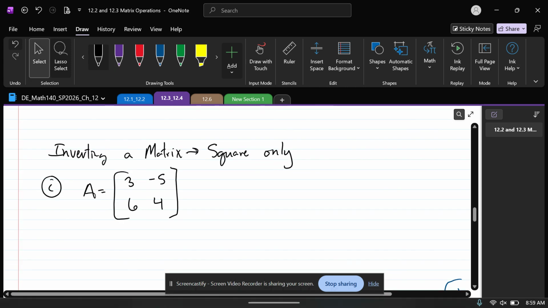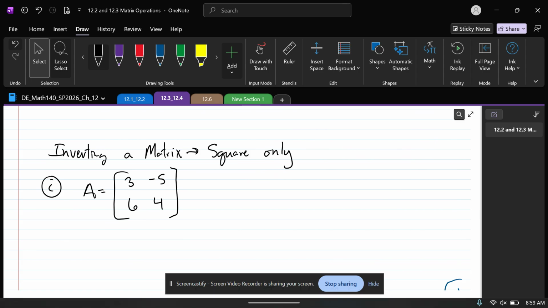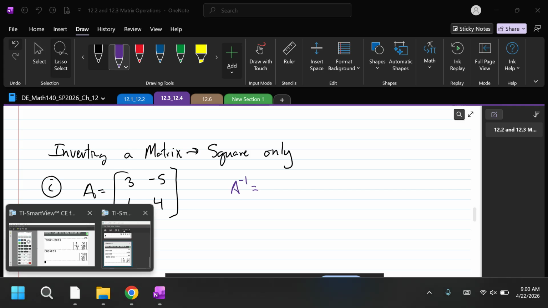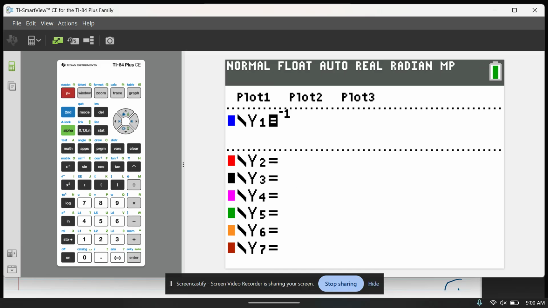Inverse of a matrix. So inverting a matrix, it's got to be a square matrix for you to find the inverse of it. This is another calculator thing. To find the inverse, you're going to put that matrix into your calculator. So I'm going to go to matrix A and edit that.